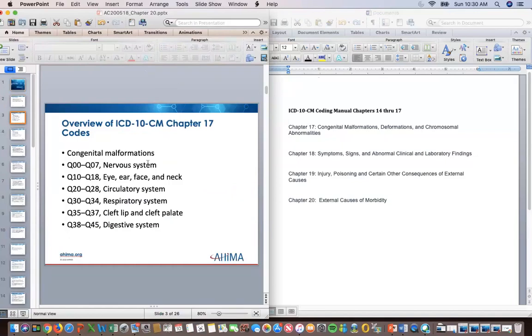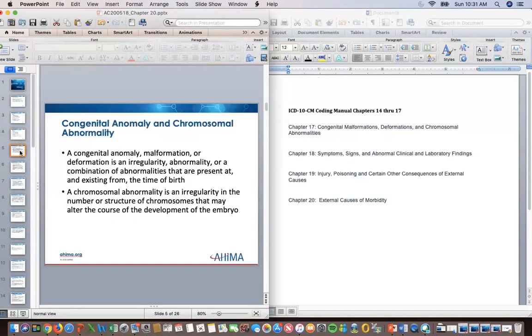You'll start with the congenital malformations: nervous system, eye, ear, face, neck, circulatory, respiratory, cleft lip and palate, and digestive system will be included in these chapters. We move into genital organs, urinary system, musculoskeletal, and other congenital malformations, and then chromosomal abnormalities. So you can see it covers quite a fair range of these anomalies.